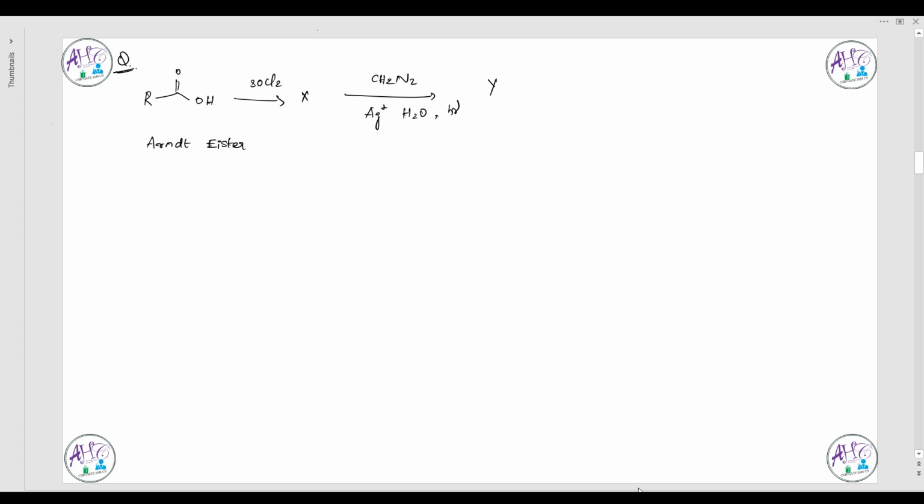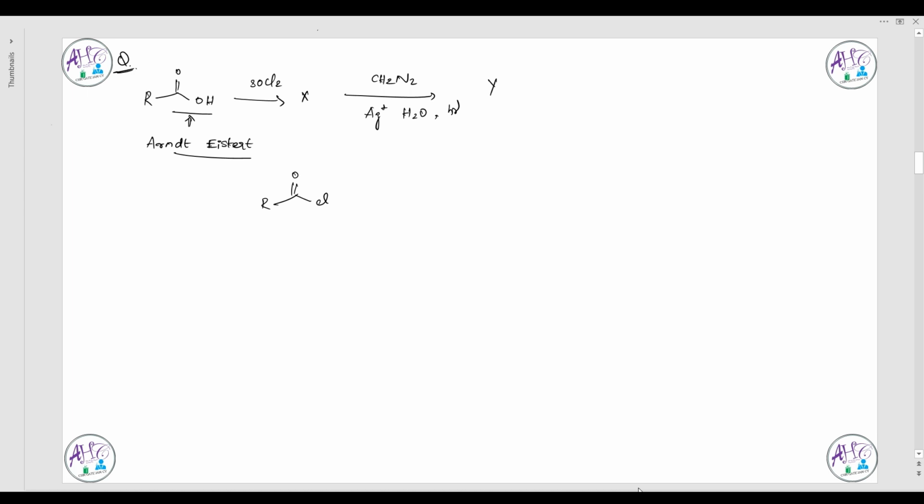Sorry, Arndt-Eistert reaction. So look at what we have here. First they have given your carboxylic acid group, and then they have given your chloride group. So this is going to form your acyl chloride. Whenever you react SOCl2 with carboxylic acid, this will result in your acyl chloride, RCOCl. So the acyl chloride is formed like this.